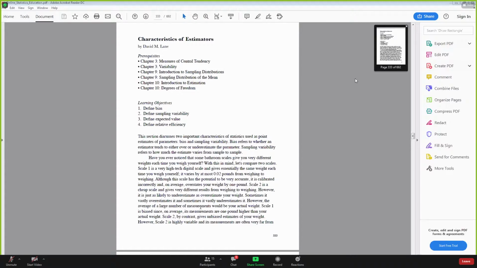Now, arguably, in this example, scale 2 is preferable because you can make a large number of observations, right? And this is going to reduce your error. However, however many observations you make with scale 1, you're still going to have this bias.